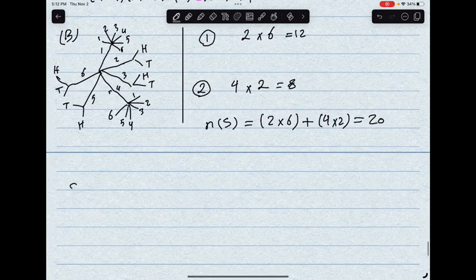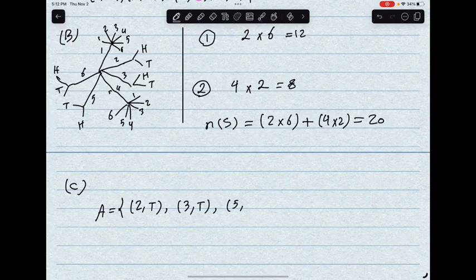Part C of the question, the event A is 2 tail, 3 tail, 5 tail, and 6 tail. So that's the event we can have tail for the flipping the coin.